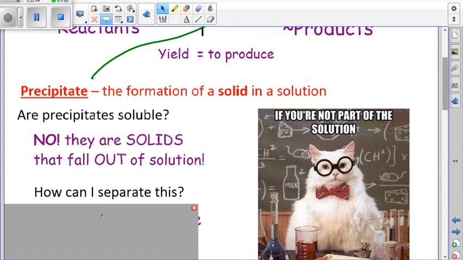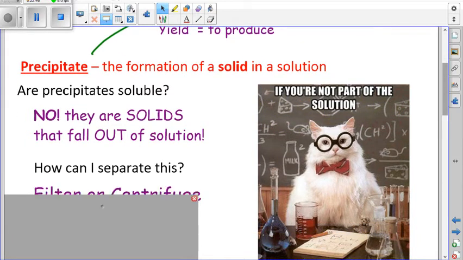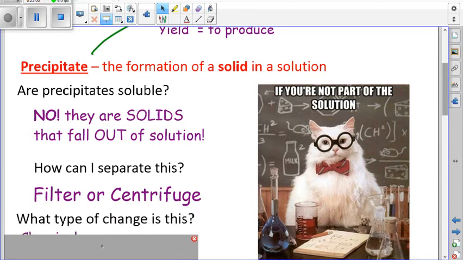So how can I separate that? Well, we just started talking about that. Filters or centrifuges, because they're insoluble. Yesterday you saw me, remember the centrifuge? I poured these two things together, we got that white solid. I used a centrifuge to separate it. I could have used a filter.